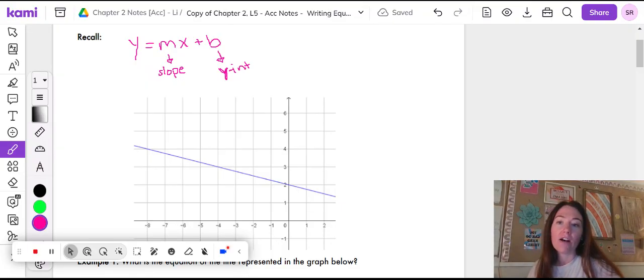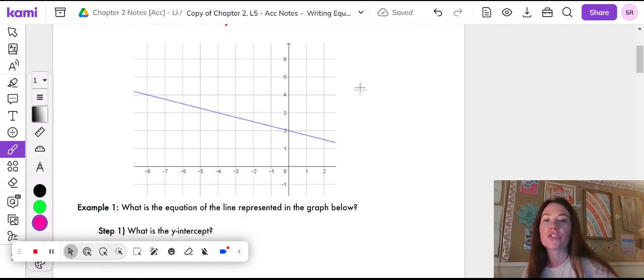So instead of me giving you the equation and you actually graphing it, I'm going to give you the graph and you have to come up with the equation, okay? But you're still looking for that same important information. And then you're just replacing m and b with the slope and with the y-intercept. So you need to know how to find both of those things by looking at the graph.